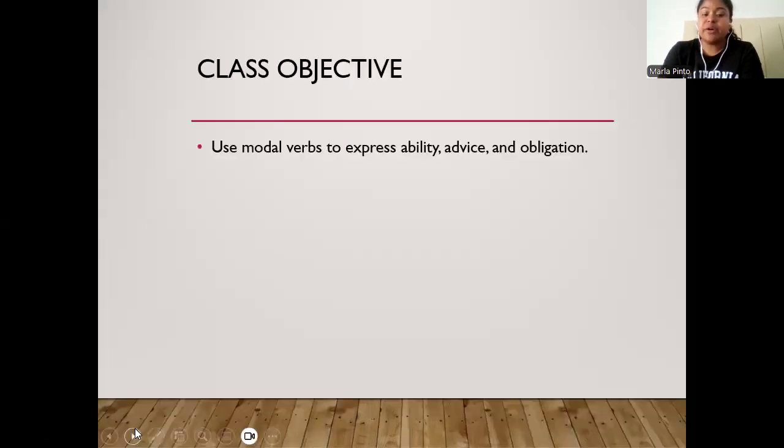Okay, first, let's take into account the class objective: use modal verbs to express ability, advice, and obligation. Every one of these modal verbs that we are going to talk about in this session has a context and a responsibility. So depending on the thing that you are talking about, it is so necessary to know how to use it. Let's see.